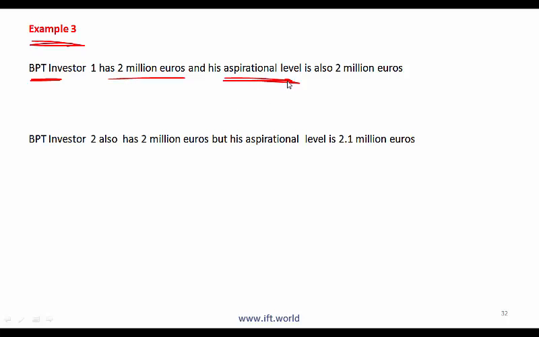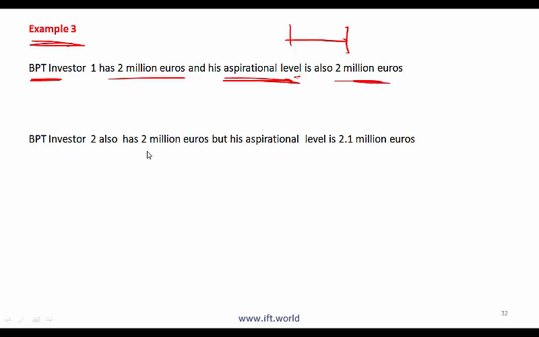And there is this concept of an aspirational level. An aspirational level means that he wants to make sure that at the end of his investment horizon, he has at least 2 million euros. So the point is he doesn't want to lose anything. So what sort of a portfolio do you think you will create for this guy? Very conservative, so you'll put everything in the risk-free asset.